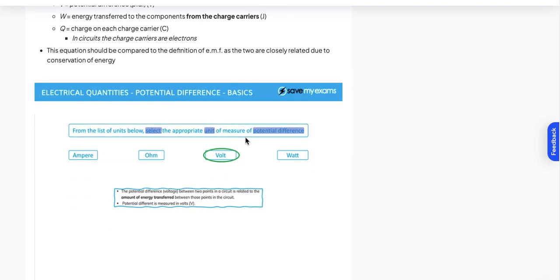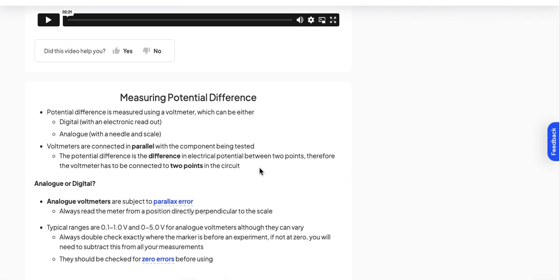Now let's take a look at the question we have here on potential difference. It says, from the units below, select the appropriate unit to measure the potential difference. The appropriate unit for potential difference is also the volt. Remember, the EMF, the voltage, and the potential difference all have the same unit called the volt.